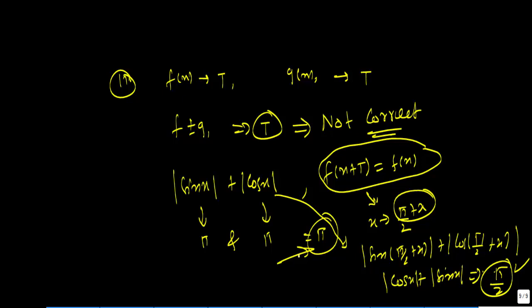Remember, in the first question I said that for sine you can take 2 pi and 4 pi, so 2 pi is the fundamental period. Okay, let's take some more questions.